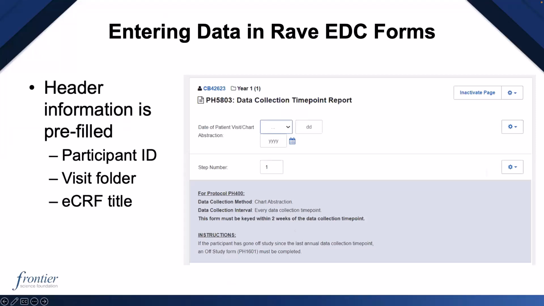So here we see PH5803, and at the top of the page, we see the participant ID. And this is a link that will return you to the participant subject page. Next to this is the name of the visit folder, and below that we see the name of the eCRF. Note that the information up here is automatically included in the Rave EDC forms, and it doesn't need to be entered by site users.